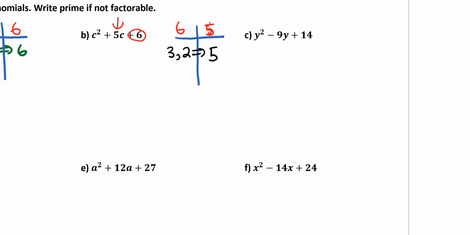And in order to complete the factoring, I need two brackets. And in this case, I would have the letter C here, so C times C is C squared. And then I would just insert the numbers 3 and 2 into the brackets. So this would be plus 3, and this would be plus 2, and that would finish off the problem.